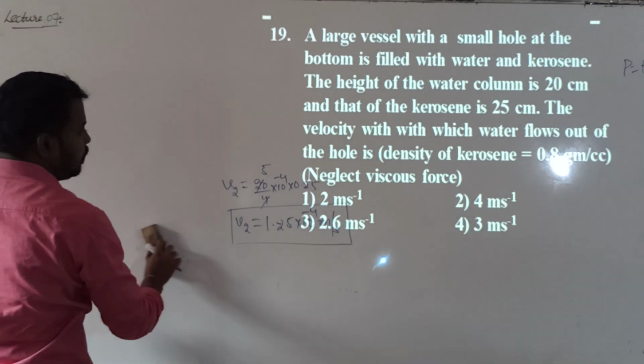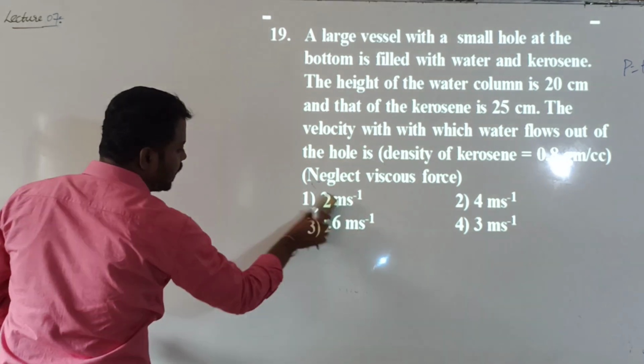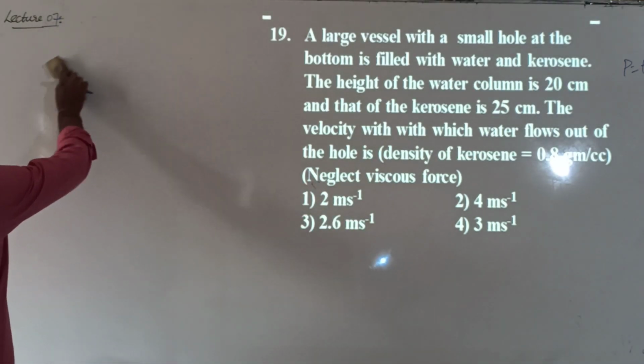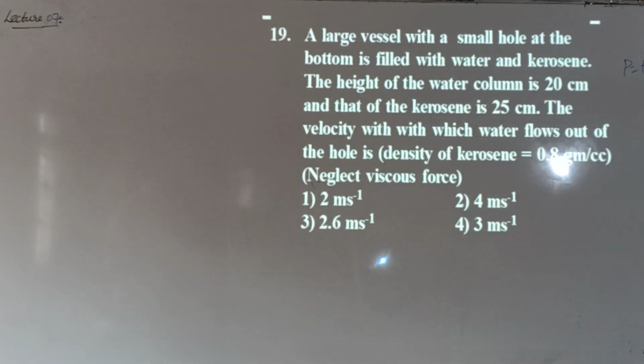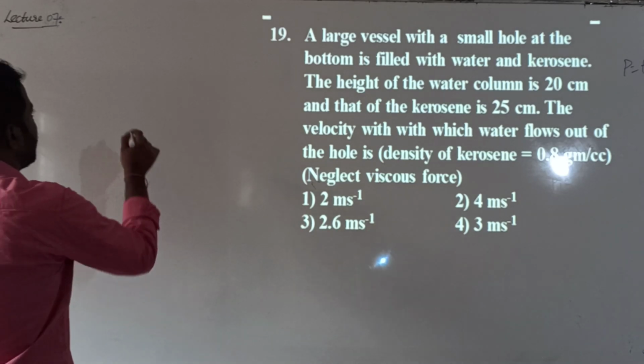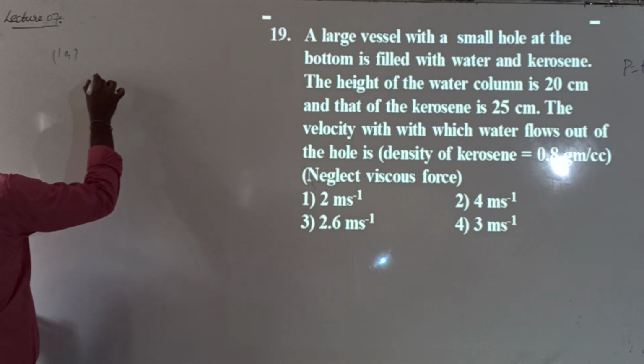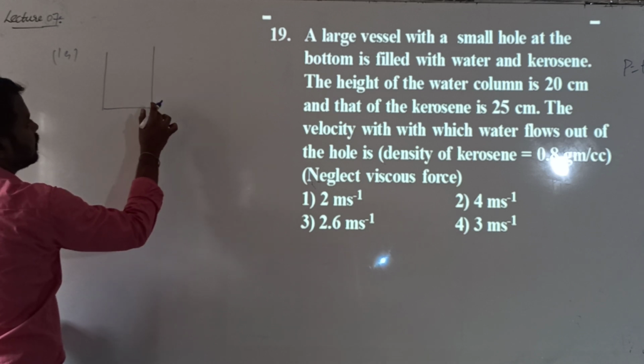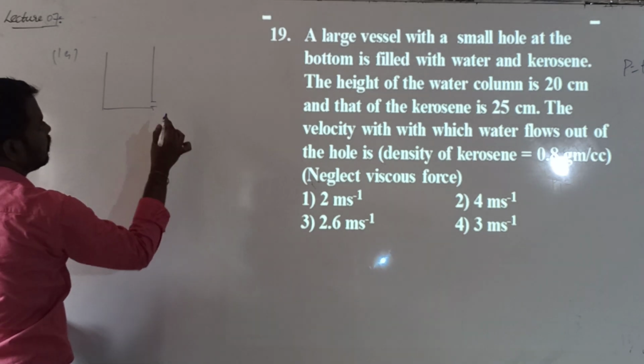So what is question number 19? This is a question based on Torricelli's theory. A large vessel with a small hole at the bottom. Question number 19: one large vessel is there, and it has a small hole at the bottom.